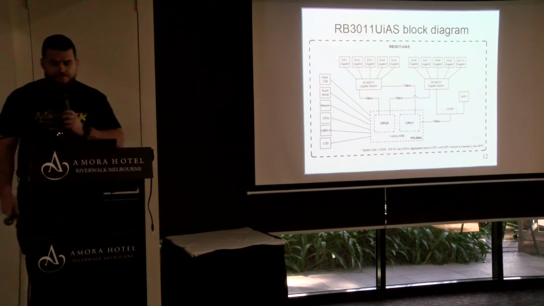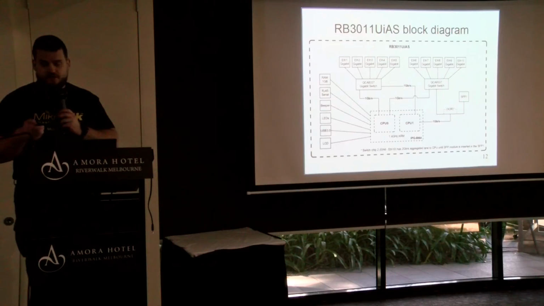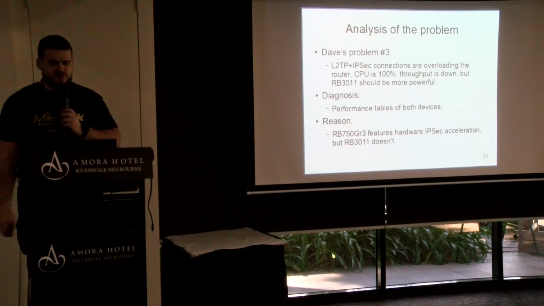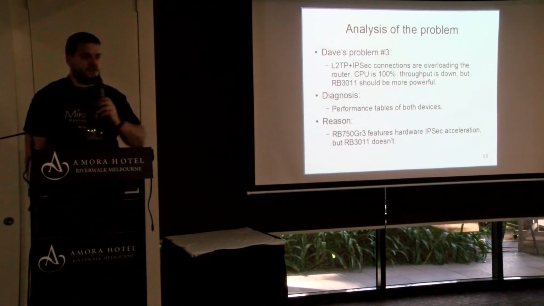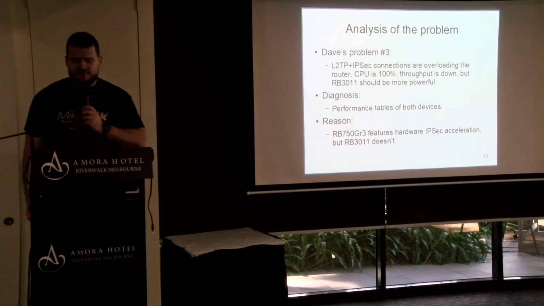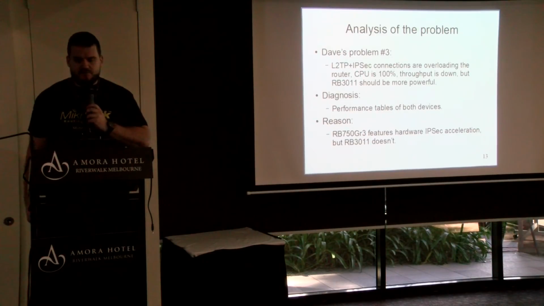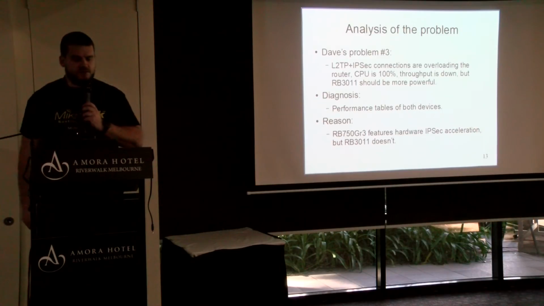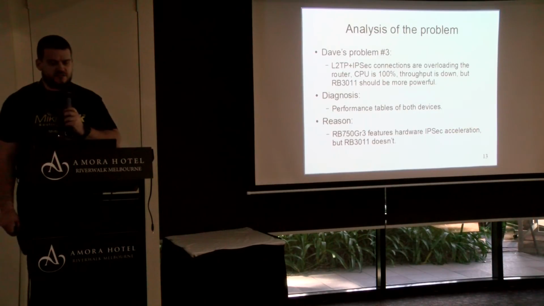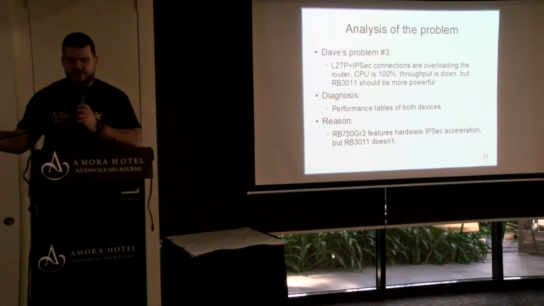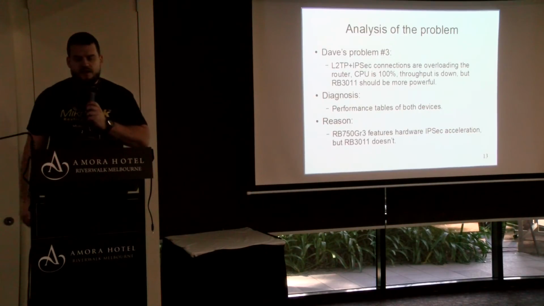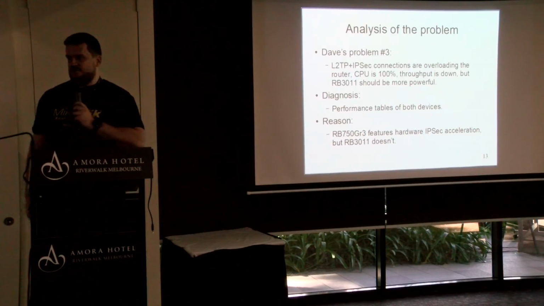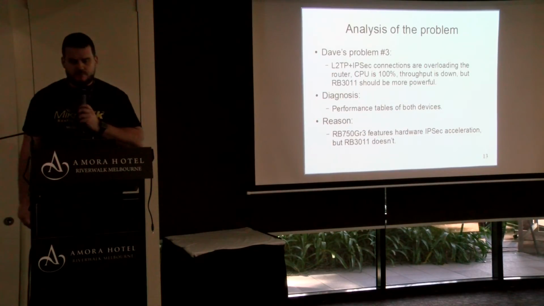But after the switch, he finds out that there are some problems. And his problem number 3 is that L2TP plus IPsec connections are overloading his router. CPU is running at 100%, throughput is down, and he's in shock because the 3011 should be more powerful.